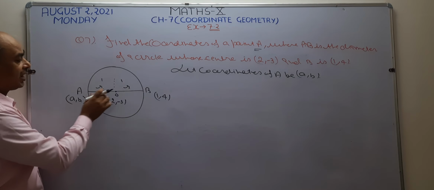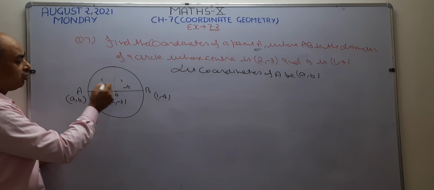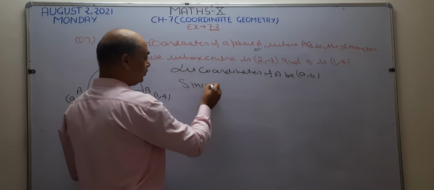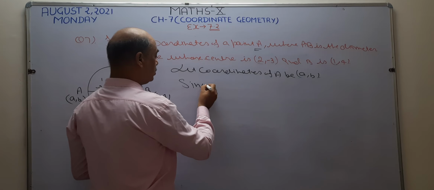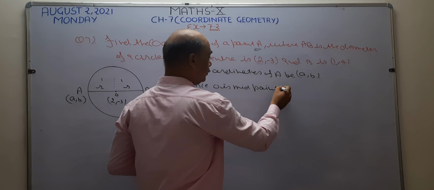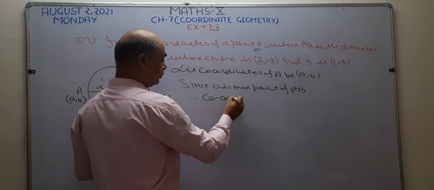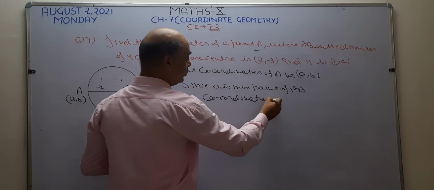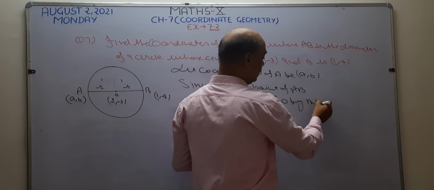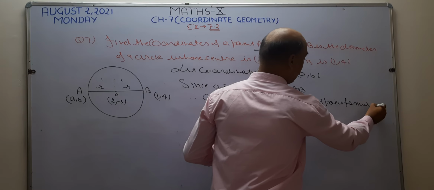Now the ratios are the same, r ratio r. It means r cancels with r. What is that? 1 ratio 1. Now it means O is the midpoint of AB. So since O is the midpoint of AB, therefore the coordinates of O by which formula? Midpoint formula. By the midpoint formula.